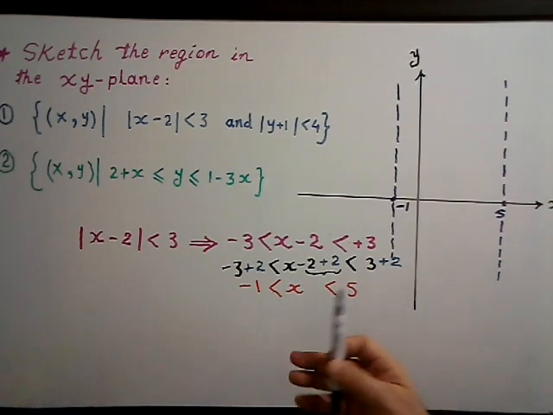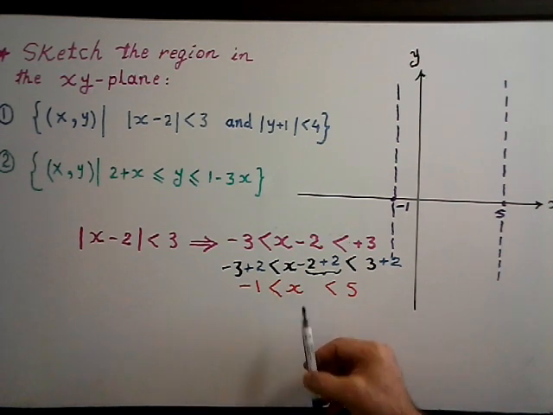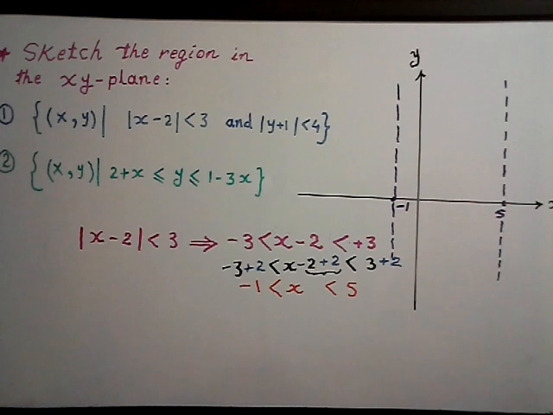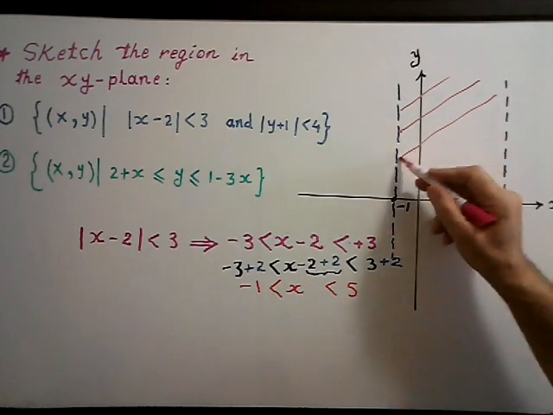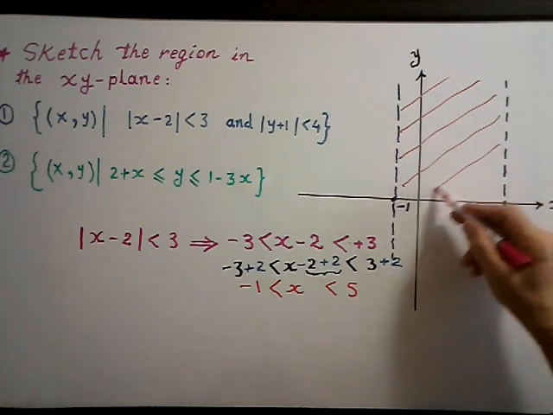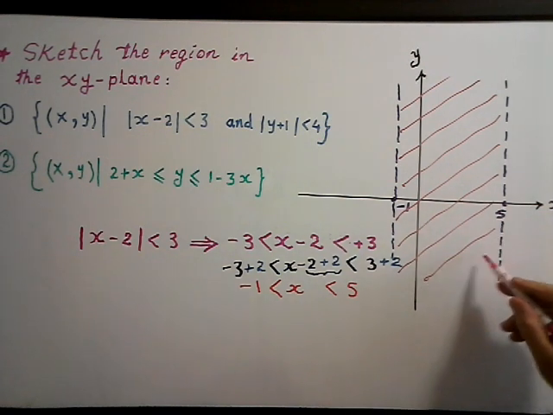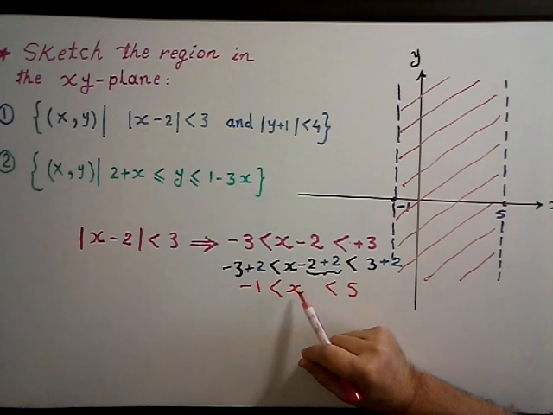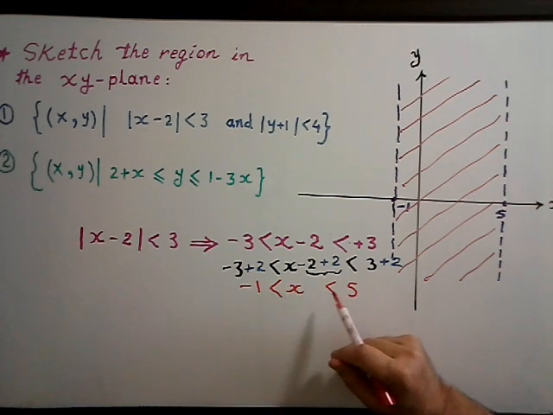So the region for these values of x can be defined by this dash or shaded area. That means all this area gives me all the points where x is greater than -1 and less than +5.